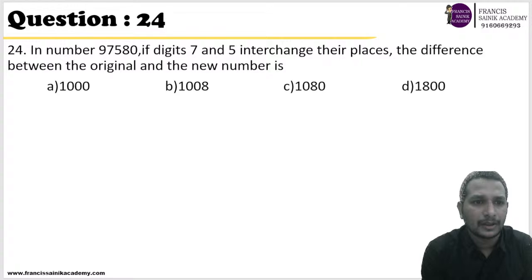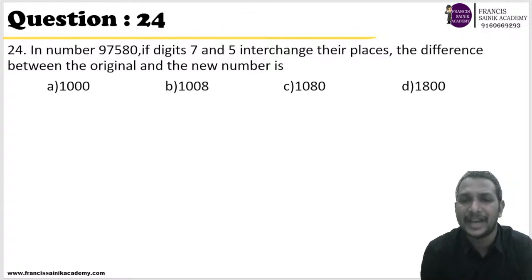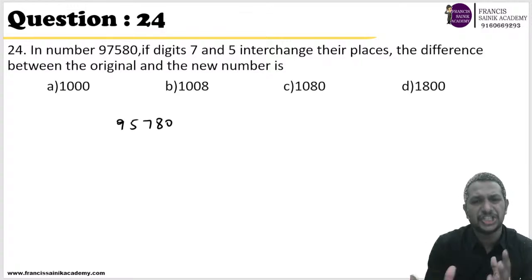Here, the number is 97580, and the digits 5 and 7 are interchanged. Interchange means they exchange their places. Okay, they exchange their places. Like in the place of 7, we need to keep 5, and in the place of 5, we keep 7. Interchange means they exchange their places.